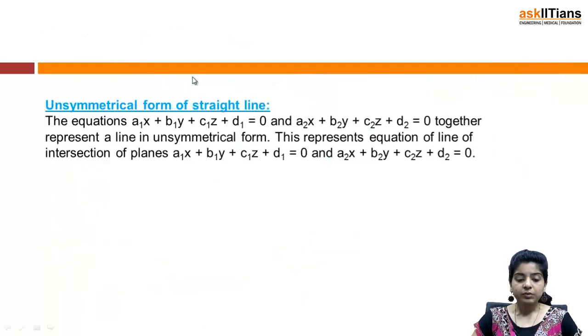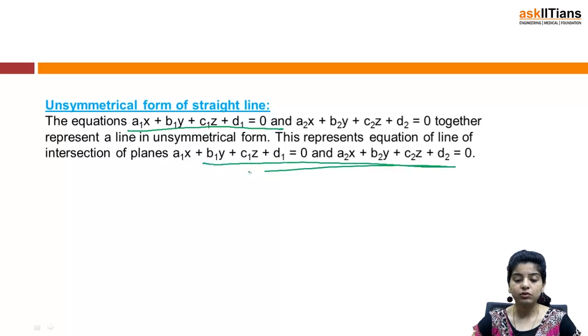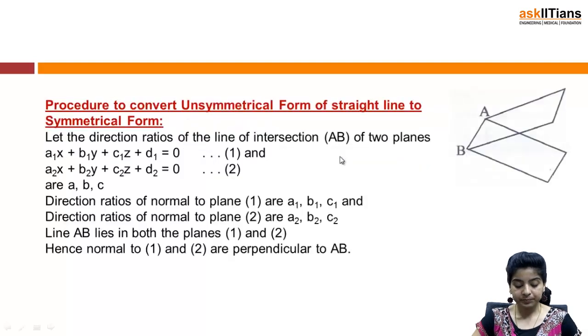Okay, now we have the unsymmetrical form of a straight line. The equations a1x plus b1y plus c1z plus d1 equal to 0 and a2x plus b2y plus c2z plus d2 equal to 0 together represent a line in unsymmetrical form. And this represents the equation of the line of intersection of these two planes. We will be discussing certain examples based on these concepts.